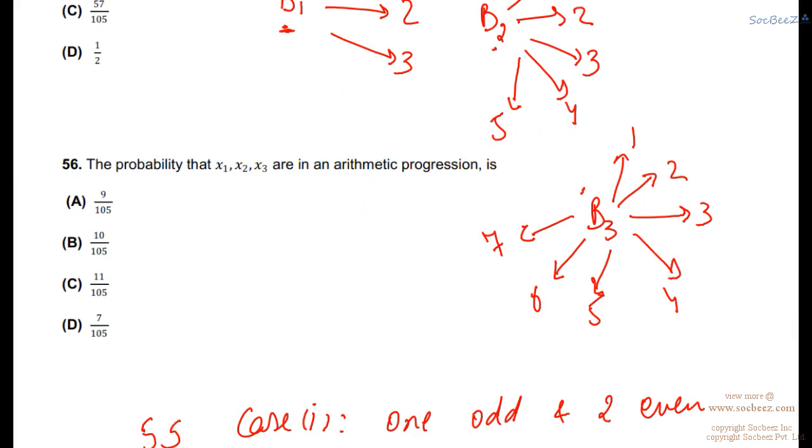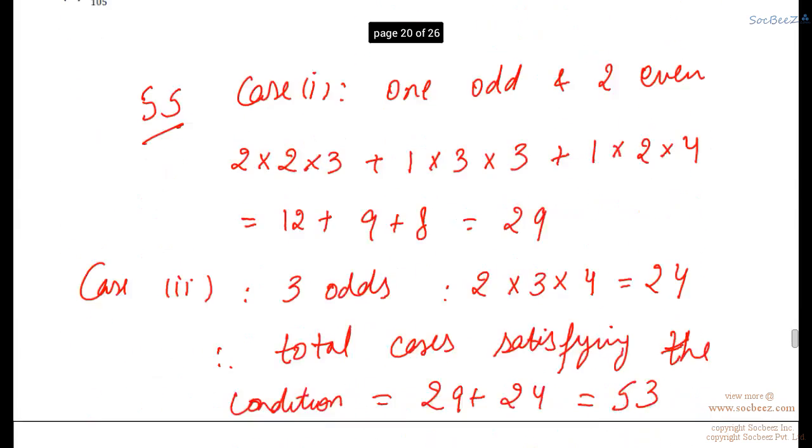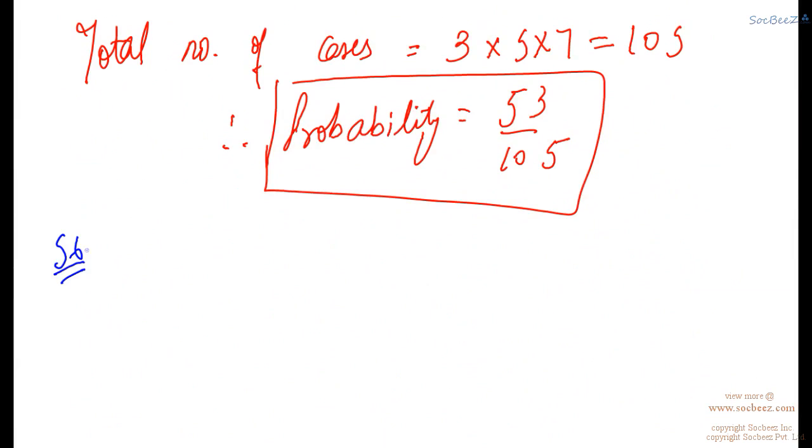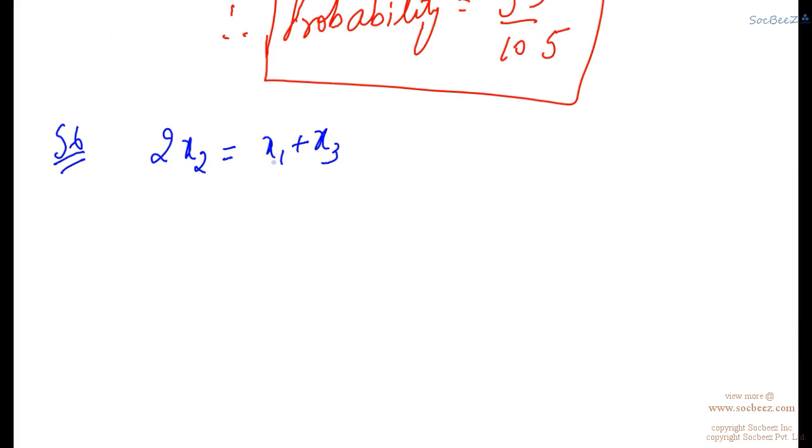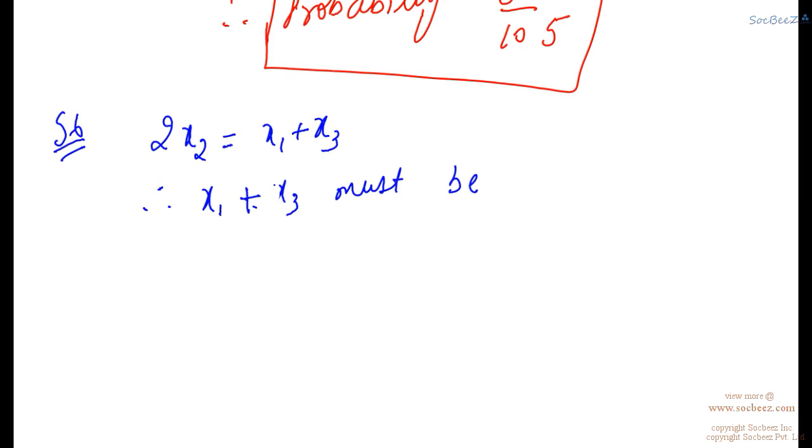Right, now the other question, which is question number 56, it says the probability that x1, x2, x3 are in arithmetic progression is. Okay, so in case of 56, since these should be in arithmetic progression, therefore 2x2 equals x1 plus x3. So therefore x1 plus x3 must be even.